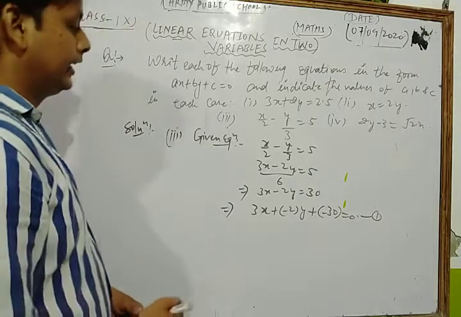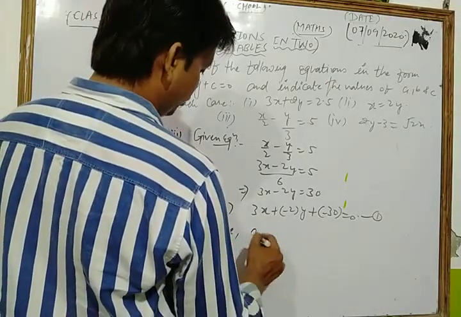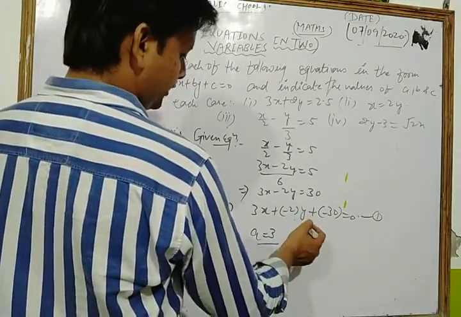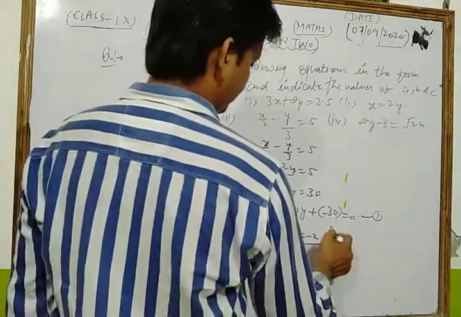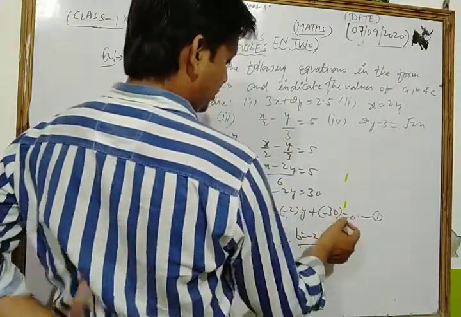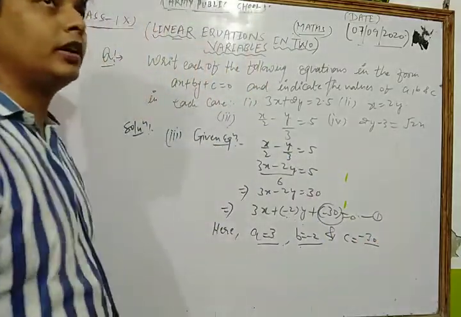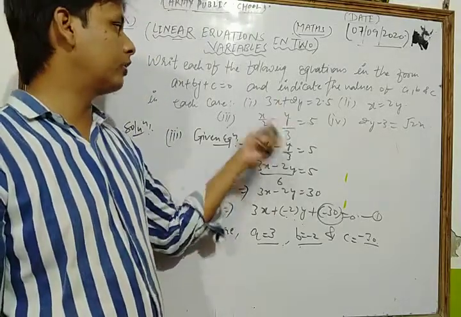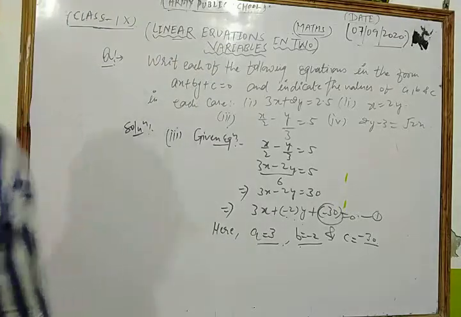Now let's see. Dear student, here the value of a is what? Coefficient of x, which is 3. The value of b means the coefficient of y, which is -2, so here we put -2. And the value of c is the constant term, here -30, so we put -30. So dear student, in this way we can convert all linear equations into the form ax plus by plus c, and also find the values of a, b and c.